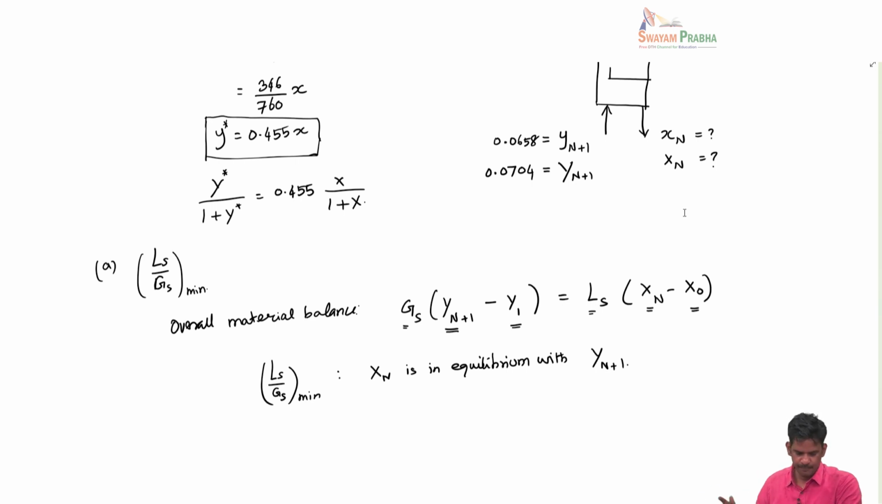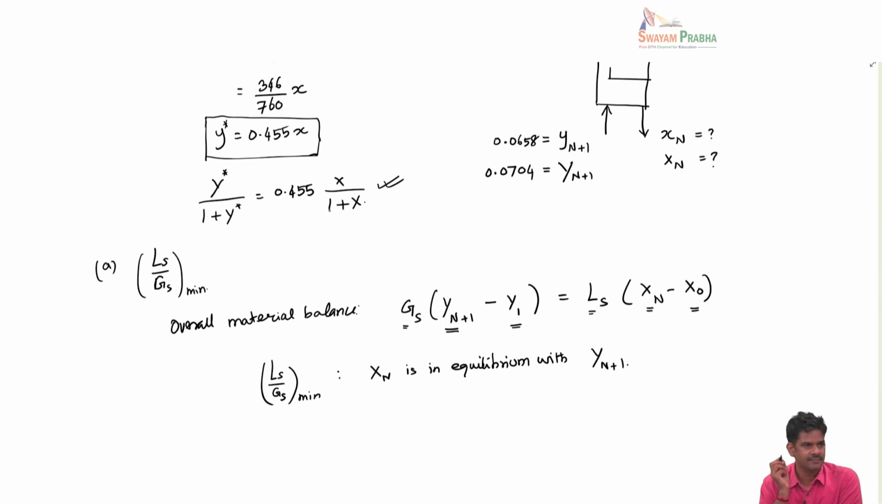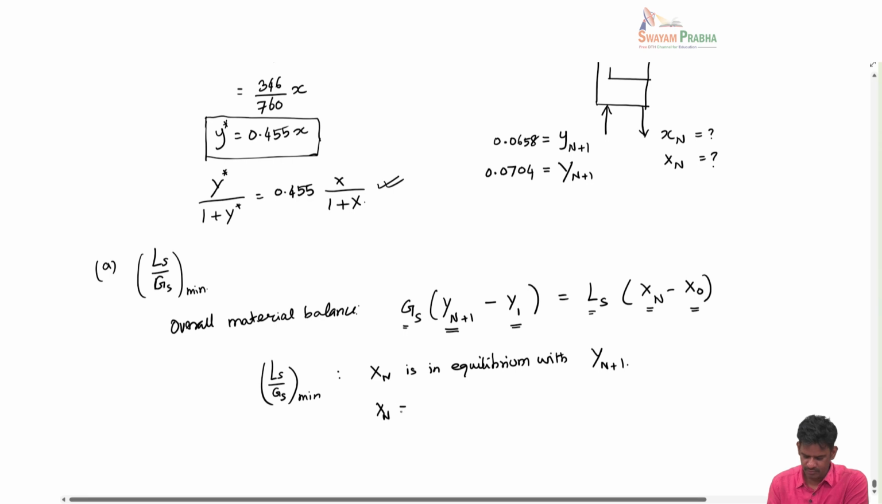So what we can do, we can use this Raoult's law in mole ratio units, substitute for yn plus 1 for y star and then get x. Okay, so that is the xn that I am looking for, corresponding to minimum L by S ratio. So this will come out to be something like 0.168. So the way I'm getting this xn is that I'm substituting in this equilibrium relation the value of yn plus 1, and the corresponding equilibrium value of x would be the xn.